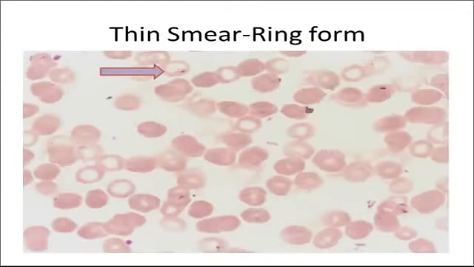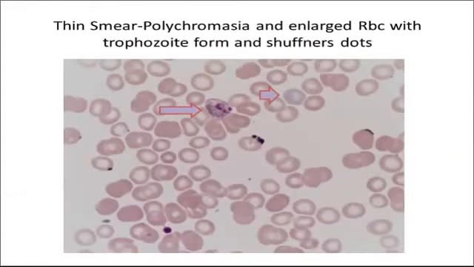Now we go to the thin smear. I apologize for the poor quality of this because the ring form is not quite very well seen, I guess, though it was seen very well in the microscope. Here we can actually make out the chromatin dot and a vague ring. And here we can see the polychromasia and enlarged RBCs with a trophozoite form and Schüffner's dots.